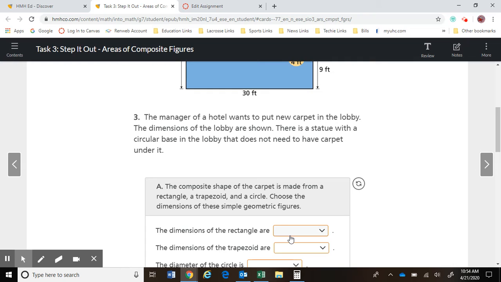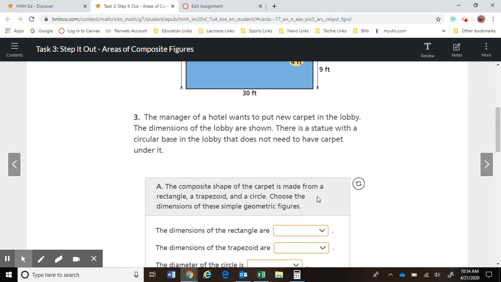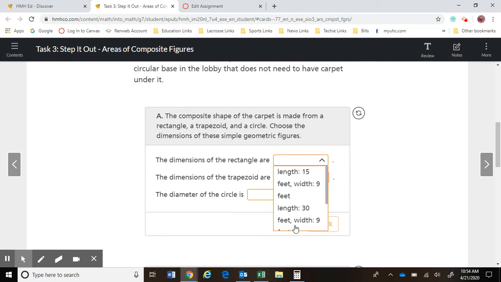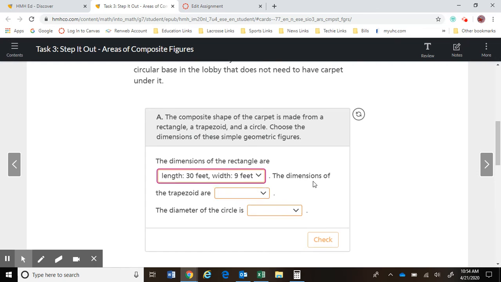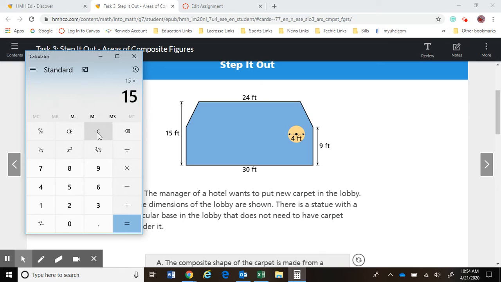So what are the dimensions of my rectangle? Looks like 30 and 9. Dimensions of the rectangle are 30 and 9. What about the trapezoid? What's the height of my trapezoid? The whole figure has a height of 15, and the height of this rectangle is 9. So how would I find the height of the trapezoid? I'd find the difference, right? I would subtract: 15 minus 9 gives me 6. So 6 is the height of my trapezoid.